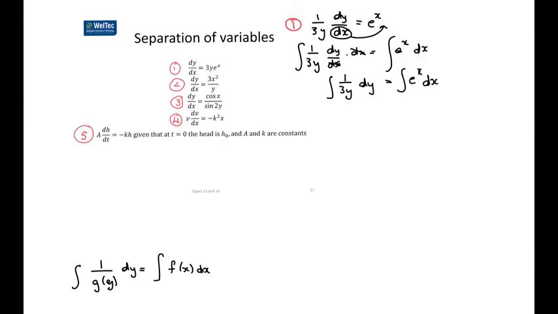Left-hand side, that would be a third ln y, equal to the integral of e^x, which is e^x, plus c. We're not given any more information there, so that would be the general solution for that particular differential equation. Let's have a look at number 2.